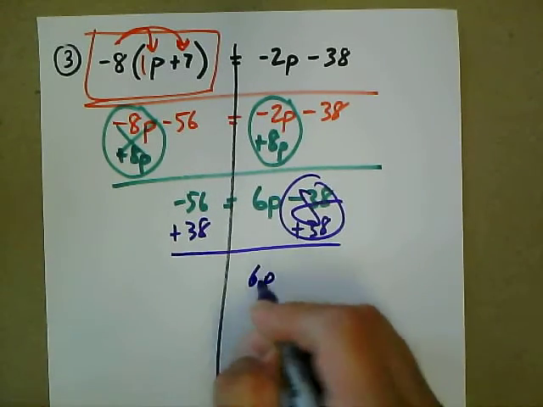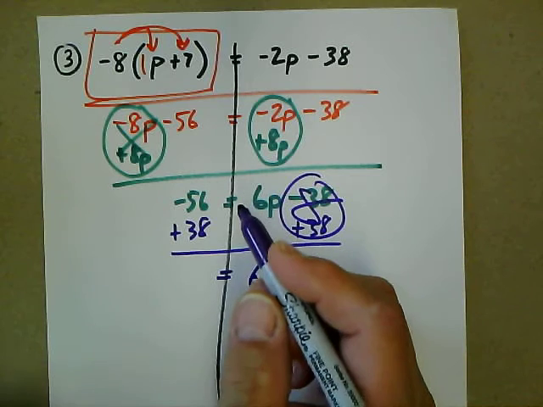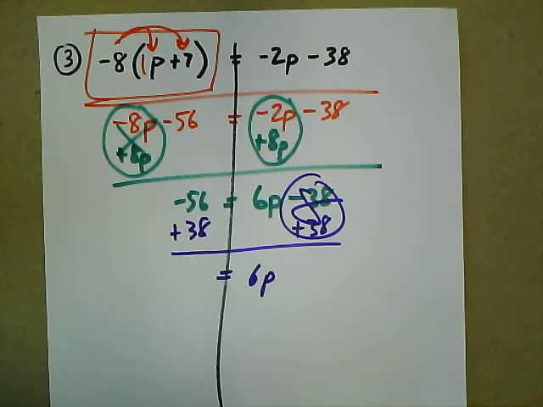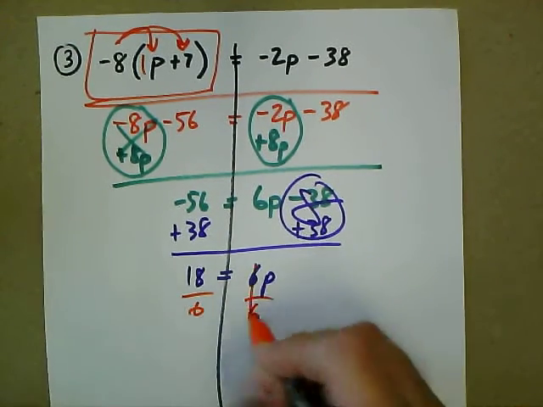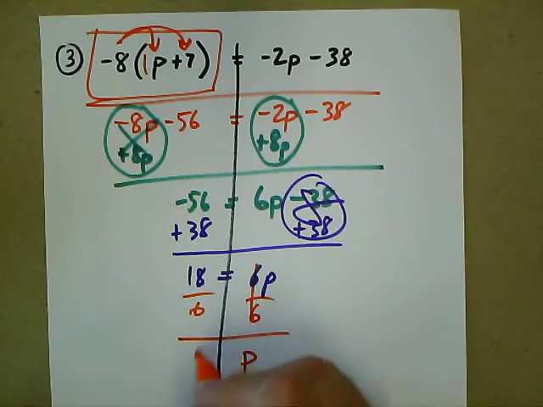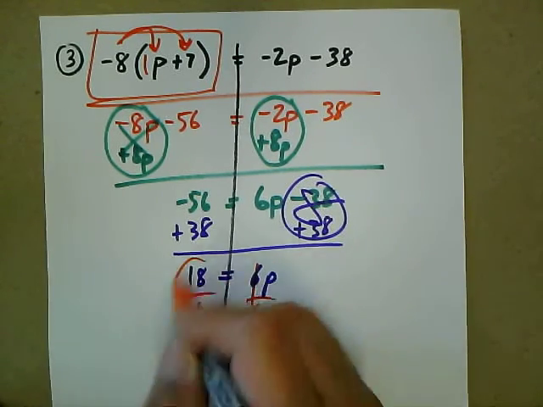We're going to end up with 6p equals, and what do we get here? 38 and 56. So 56 minus 38 gives us 18. Bickety bam, we're good there. So we're going to divide by that 6, and p equals 2.